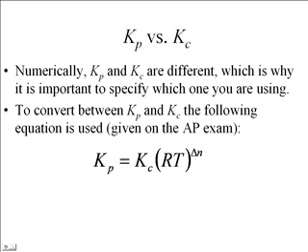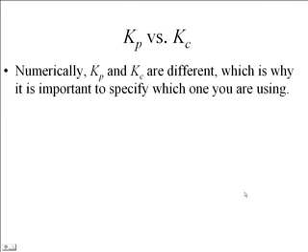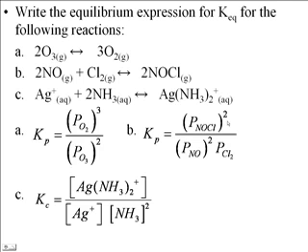Okay, and this is an equation that is given on the AP exam. You definitely do need to be able to convert between one or the other. If you know Kc and you need to find Kp, you take Kc times R, which again is the gas constant, 0.0821. T is the temperature in Kelvin, and then delta N is the only part you have to think about. And delta N, as you can see here, is the moles of the gas product minus the moles of the gas reactant.